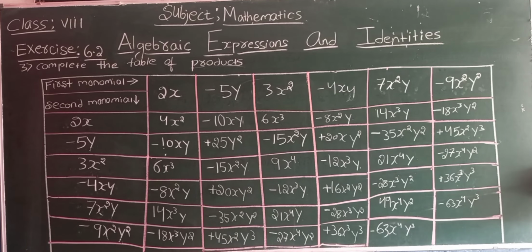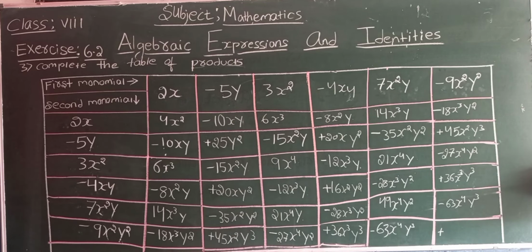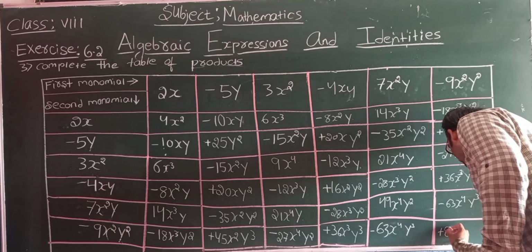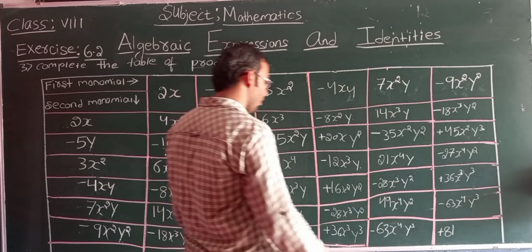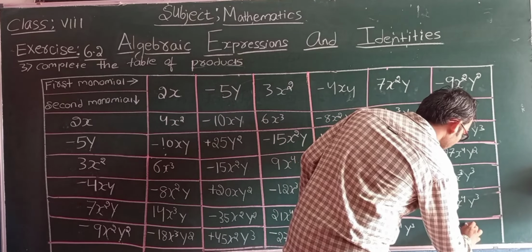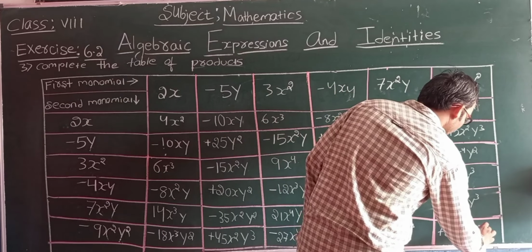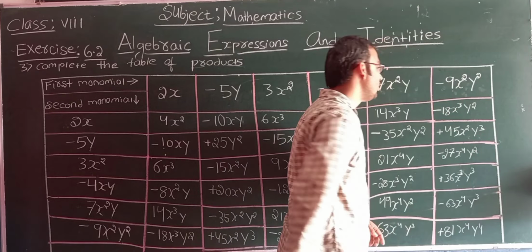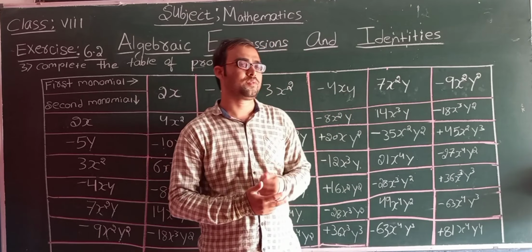Next, minus 9x square y square with minus 9x square y square. So minus into minus will be plus, and 9 9s are 81. X square into x square will be x to the power 4 and y square into y square will be y to the power 4. So this is what we have completed, the sixth column, and this is the completion of third main.